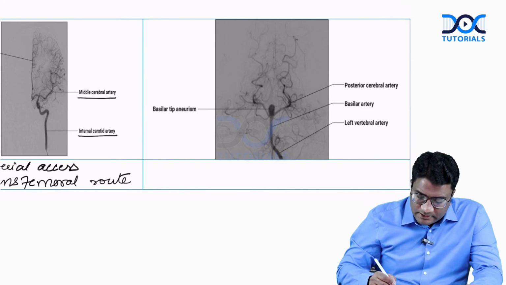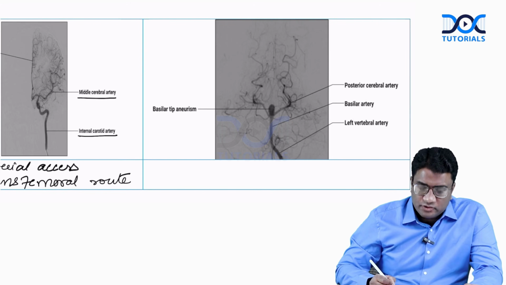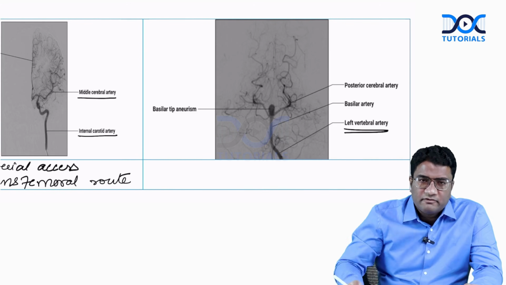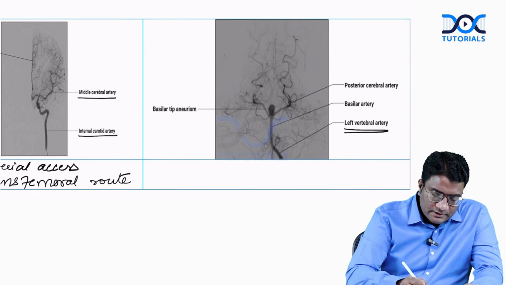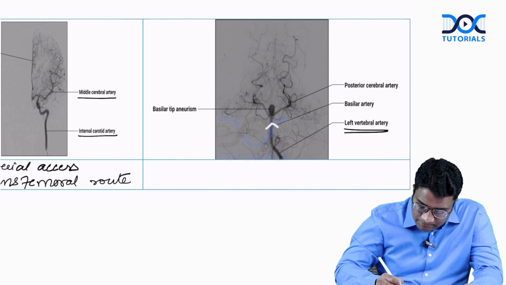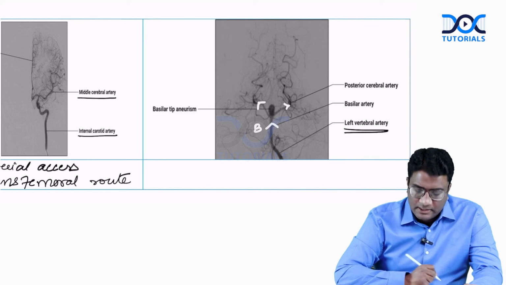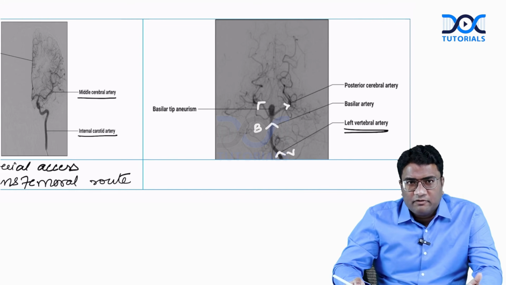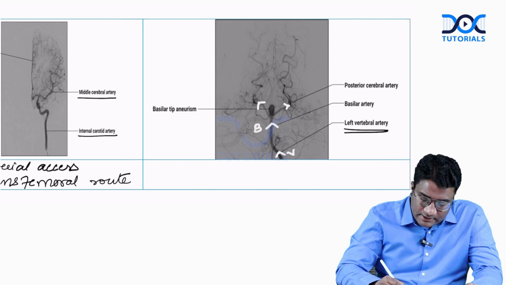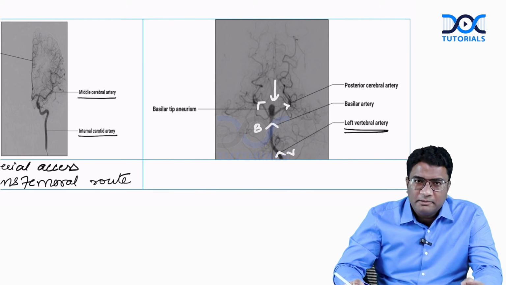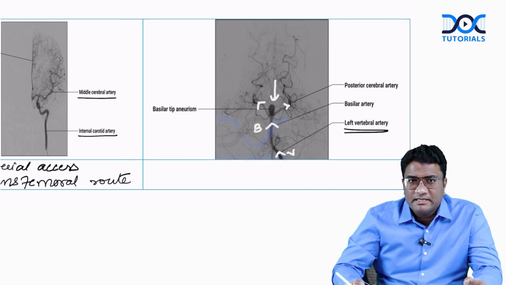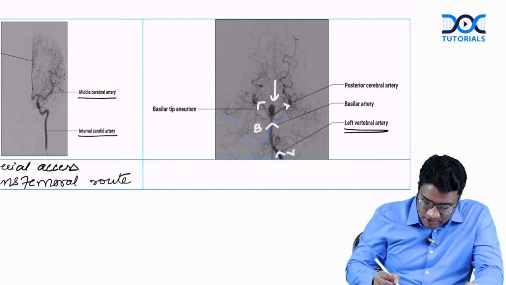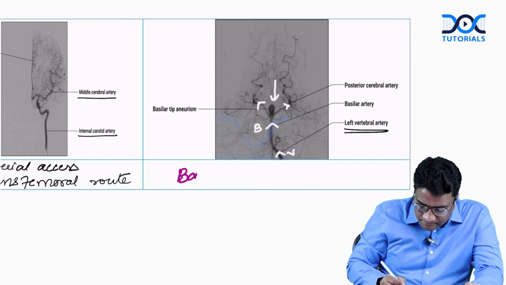This is a digital subtraction angiography or catheter angiography of the left vertebral artery. You can see the vessels here. This is the basilar artery, which is dividing into the two posterior cerebral arteries. So this is the left vertebral artery, and that is coming and forming the basilar artery, which is dividing into the two posterior cerebral arteries. You can see an aneurysm at the tip of the basilar artery. This is basilar tip aneurysm. You are seeing in this image, there is a basilar tip aneurysm.